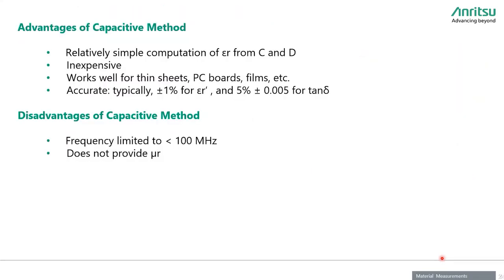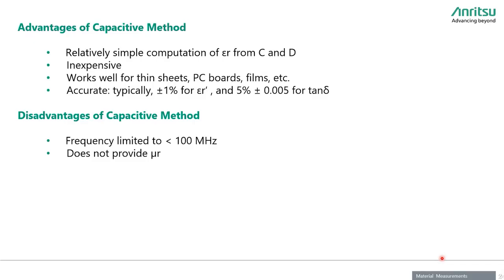The advantages are that it's relatively simple for computation of the electrical property epsilon r using C and D. It's very inexpensive and works well with thin sheets, PCB boards, films, etc. It has a generic typical accuracy of 1%. However, the disadvantage is that it is not for higher frequency. Generally, these methods are used for a few megahertz or 100 megahertz max. It does not provide you the magnetic property. So it will just give us the information on the electrical side, not on the magnetic side.